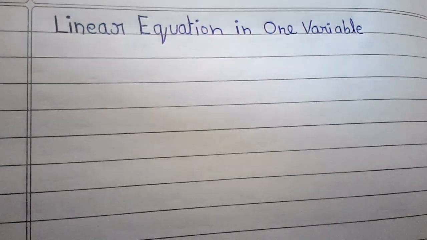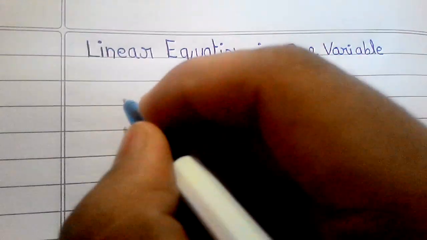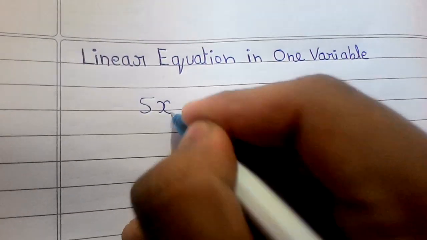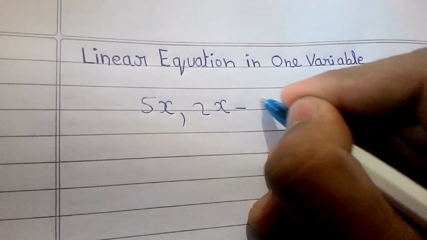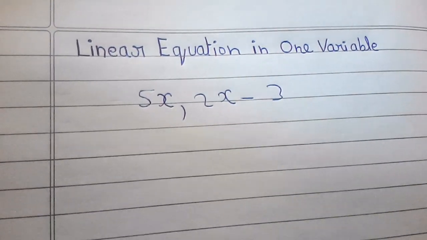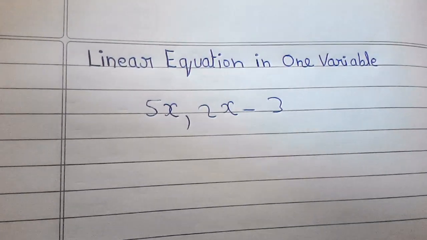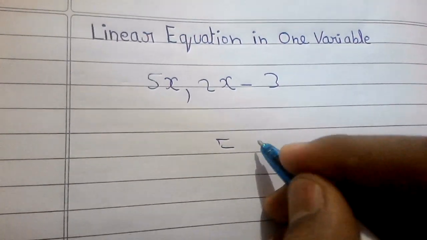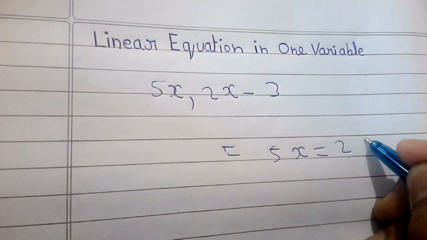So in earlier classes, you have come across several algebraic expressions and equations. Some examples of expressions we have so far worked with are like this: 5x and 2x minus 3. Like this, we saw many expressions. Now some examples of equations are like this: 5x equal to 25.